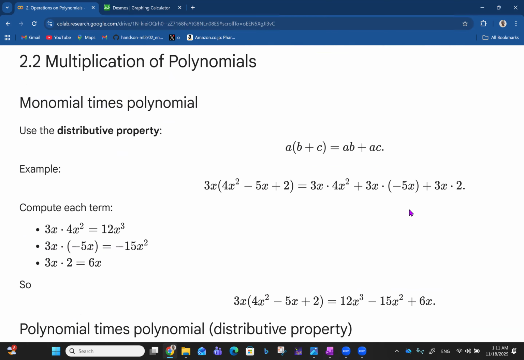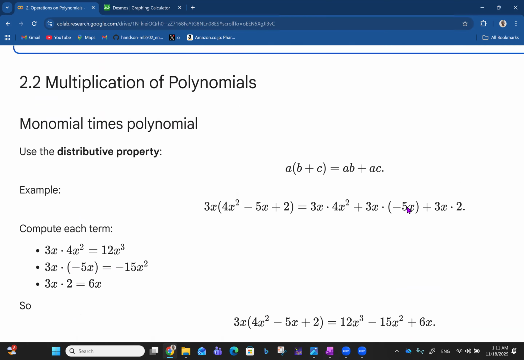Okay. Having taken care of that, then we go ahead and talk about multiplication of polynomials. So we can have monomial times polynomial. So in this case, we just use the distributive property. So if you have a multiplied by b plus c, just say a multiplied by b, then plus a multiplied by c, and that's it. So that's straightforward. So in this case, now you have 3x multiplied by 4x squared minus 5x plus 2.